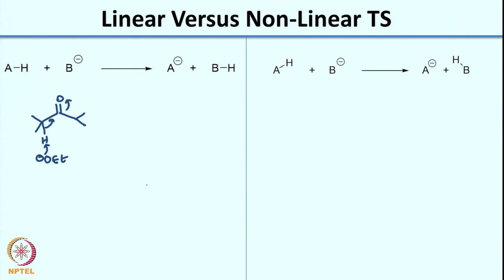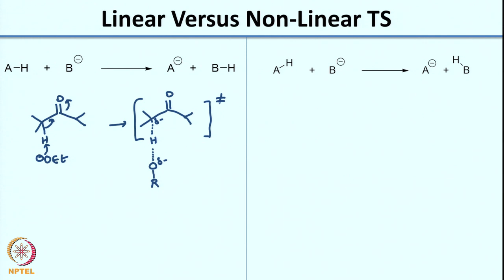Now when you write the transition state for this, the transition state can be written like this. And of course, then you have whatever R group attached to it. And then let us not bother about this either. Let us draw the rest of the molecule. So, you have your delta minus. So, this is what your transition state would look like.